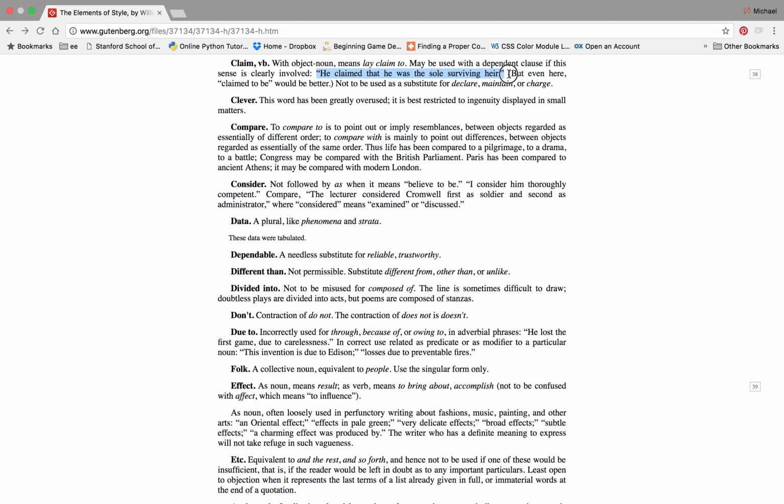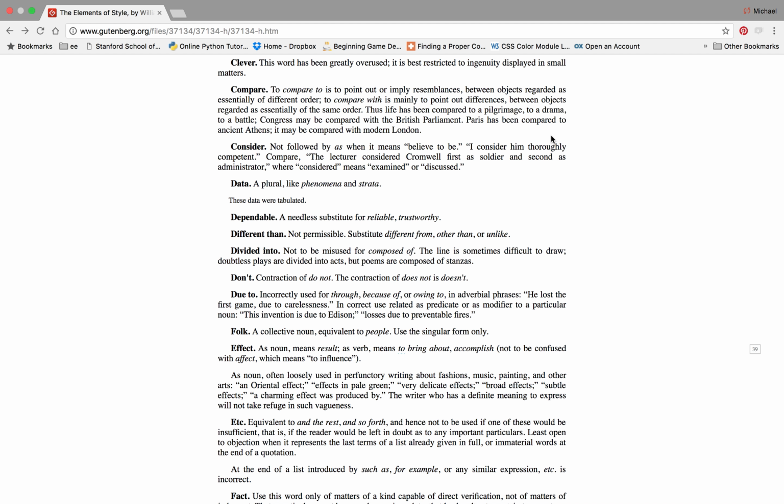However, Strunk later acknowledges claimed to be would be better, and I totally agree with that. He claimed to be the sole surviving heir. Extremely clear, especially when comparing it to this sentence: he claimed that he was the sole surviving heir. Clever. This word has been greatly overused. It is best restricted to ingenuity displayed in small matters. Yeah, I mean, this seems like a personal axe that he's grinding here. But yeah, I mean, you don't want to be too effusive, meaning too complimentary, especially when it comes to academic writing.